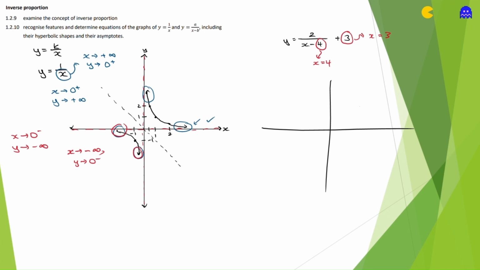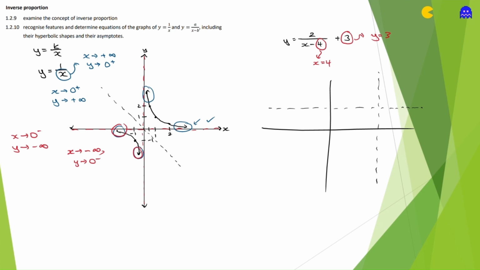Okay? And so the first thing I want to do is graph where my asymptotes are. I graph y equals 3 in this case, and x equals 4 up here. And now I know it's going to look something like this, but I also want to know what my intercepts are.